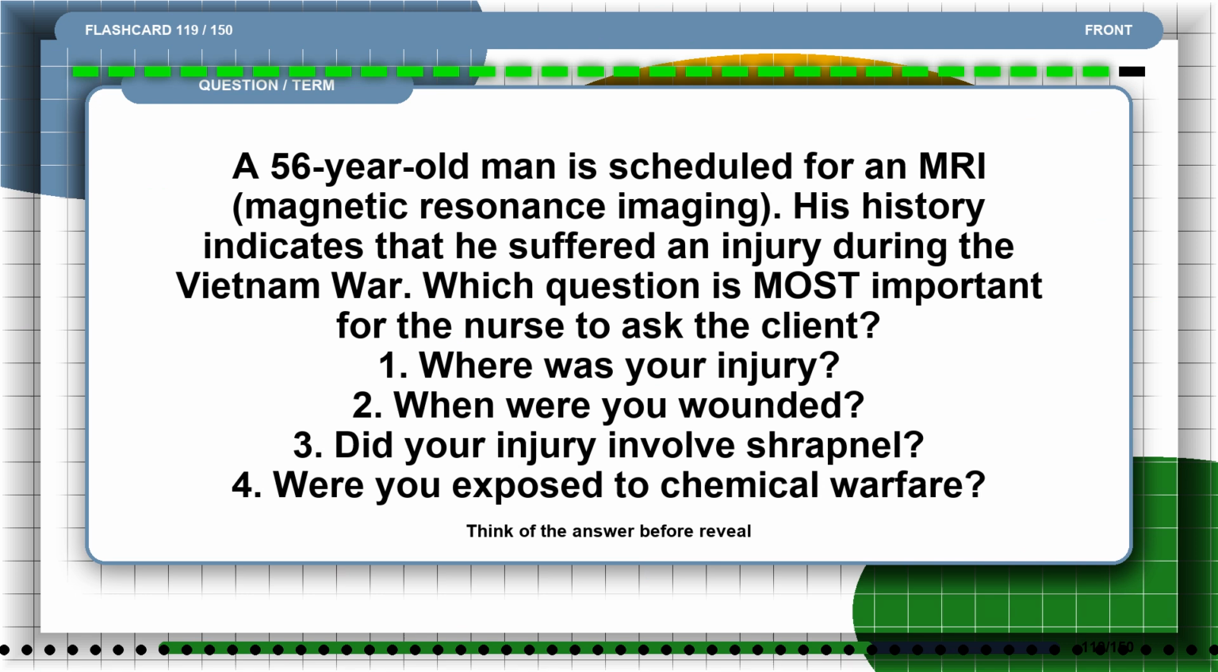Flashcard 119. A 56-year-old man is scheduled for an MRI, magnetic resonance imaging. His history indicates that he suffered an injury during the Vietnam War. Which question is most important for the nurse to ask the client? 1. Where was your injury? 2. When were you wounded? 3. Did your injury involve shrapnel? 4. Were you exposed to chemical warfare? Think of the answer before the reveal.